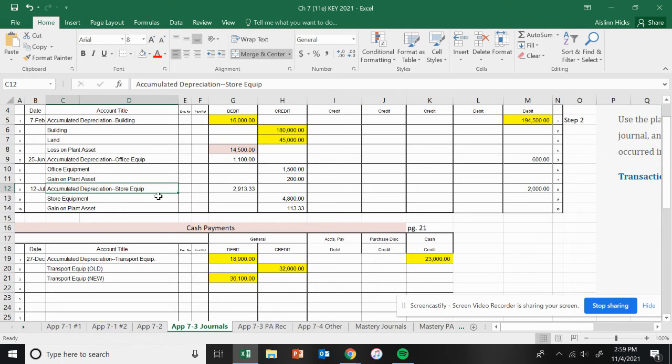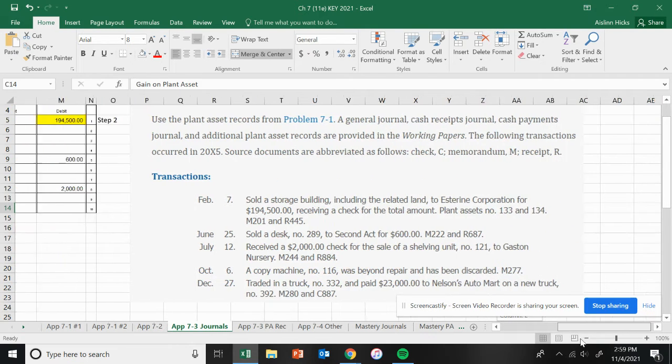And I'm going to go ahead and do a very similar thing to what I did above. I've got accumulated depreciation store, I've got store equipment, and I've got a gain on plant asset. Okay, should be able to figure that out. Go ahead and pause the video and fill that in. Okay. All right, last step.